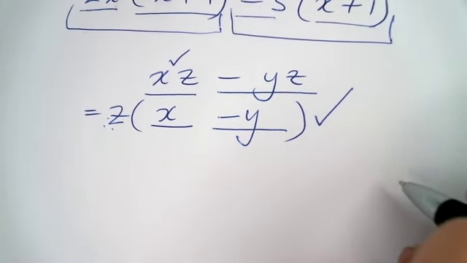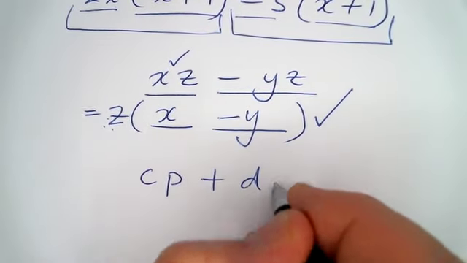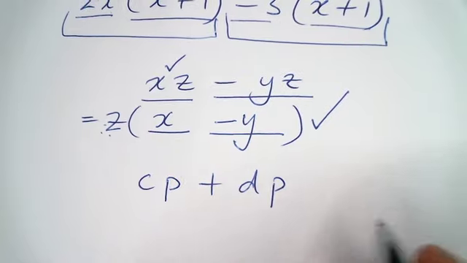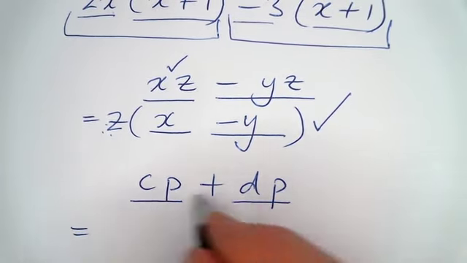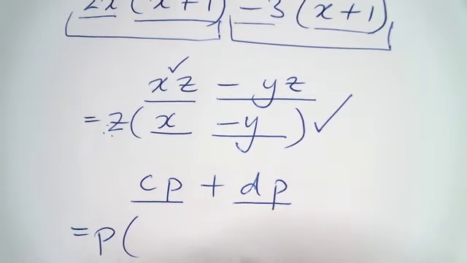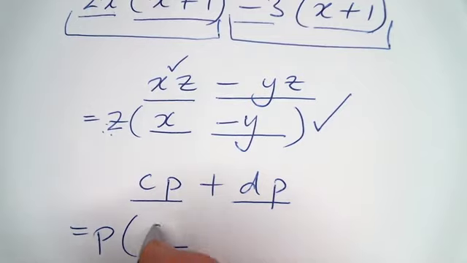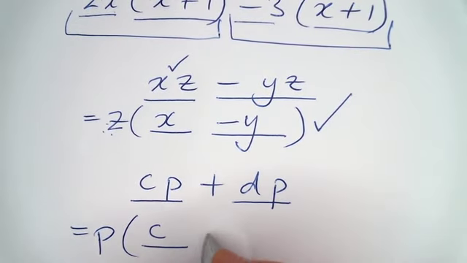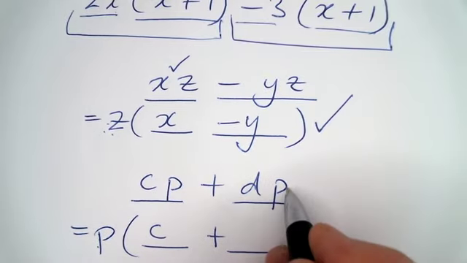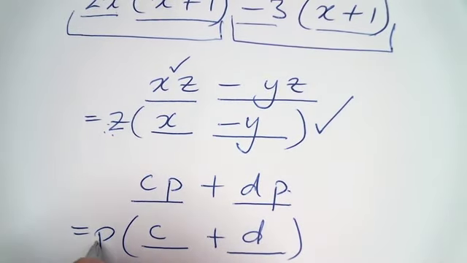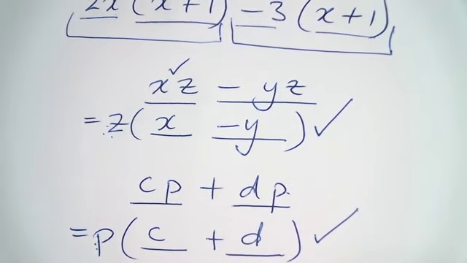Let's have a look at a slightly different example. This time I'll make it CP plus DP. So if we're to factorise, we say, what is common to this and this? Well, I can see that P is common, so I put P outside the brackets, and I say, what times P makes CP? Well, C times P makes CP. And what times P makes DP? Well, D times P makes DP. And there is my factorisation of that problem.